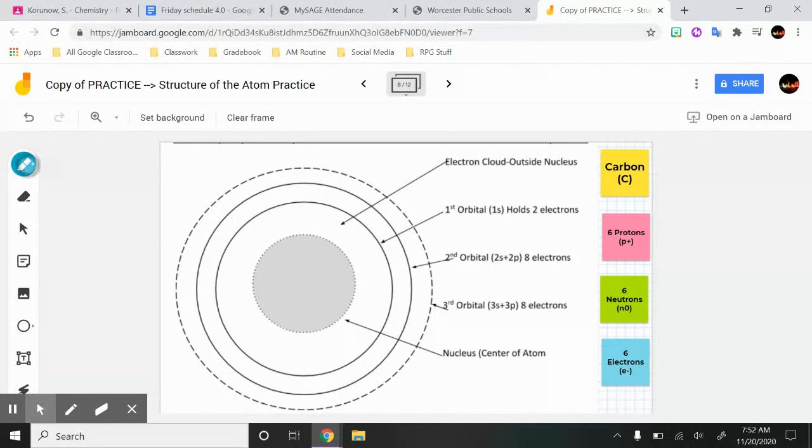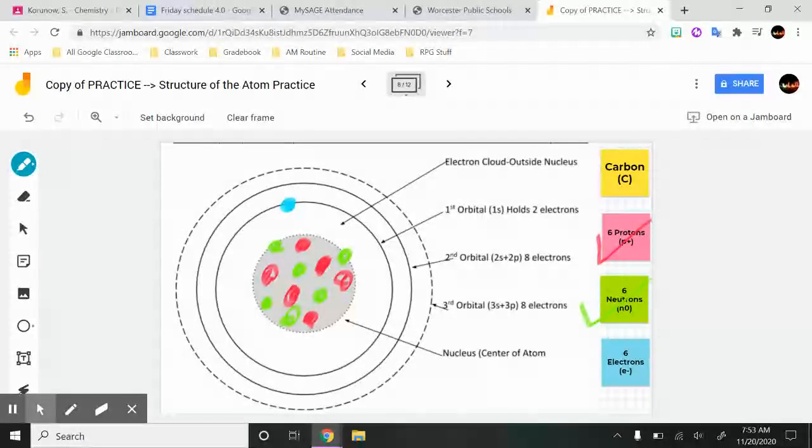Okay, so I'm going to start with my protons and neutrons in the center. So I'm going to do 1, 2, 3, 4, 5, 6 protons. 6. And I'm going to do 1, 2, 3, 4, 5, 6 neutrons. So now's the tricky bit. We're going to do our electrons.